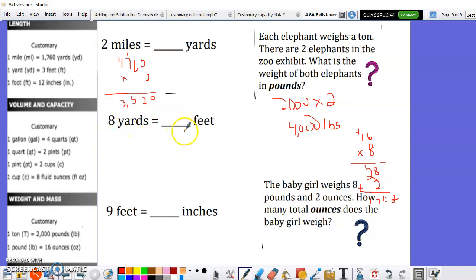8 yards, how many feet? So I'll come here again. Well, I have 8 yards and I have 3 feet, so I'm just going to take 8 times 3 feet. It gives me 24. And 9 feet, how many inches in 9 feet? Well, there's 1 foot for every 12 inches. So if I have 9 feet, I just need to multiply that times 12. And that gives me 18. Regroup my 108.